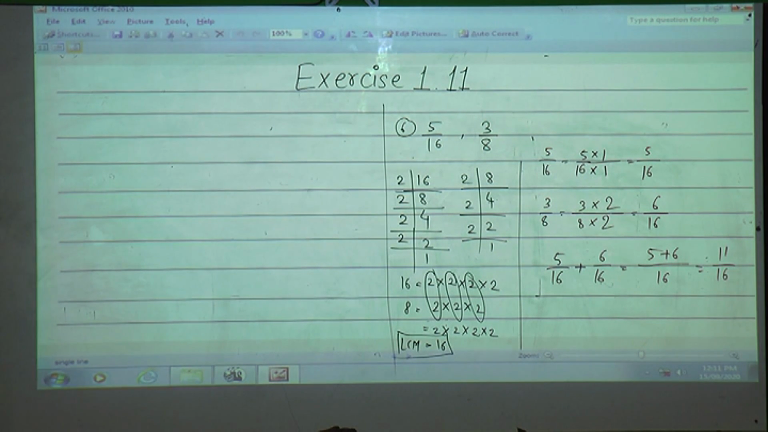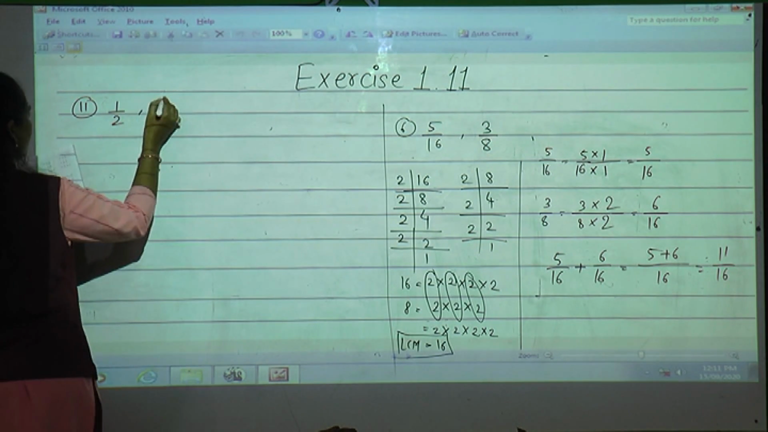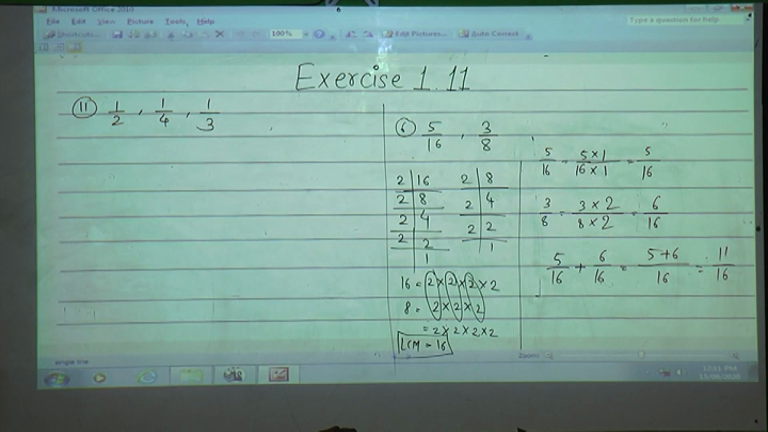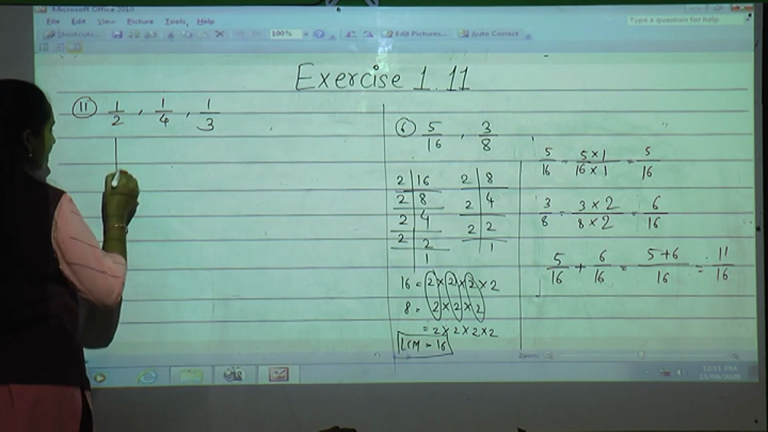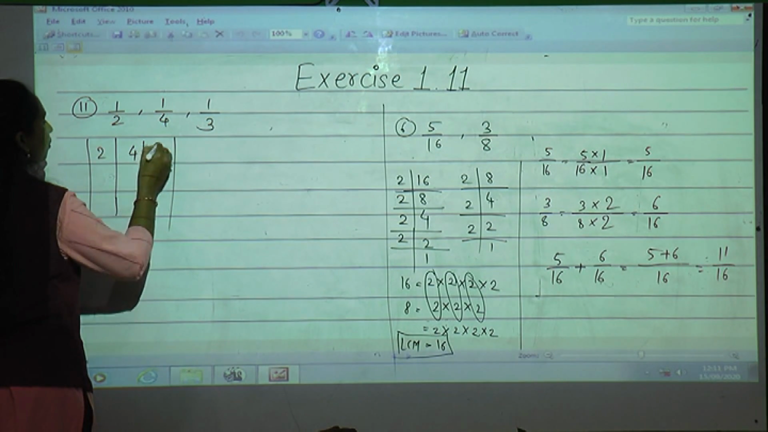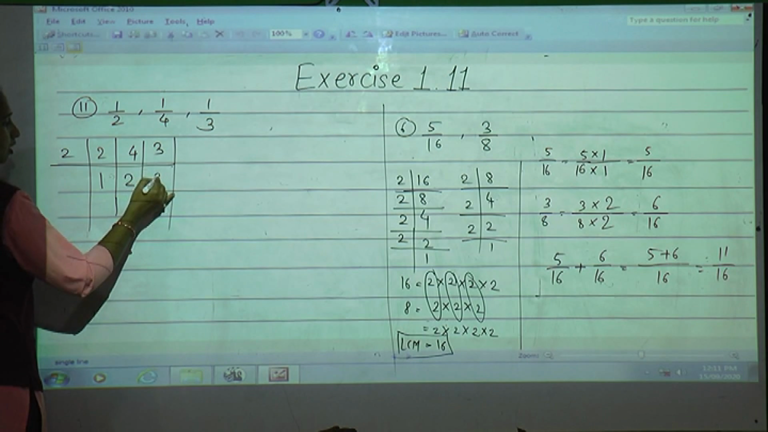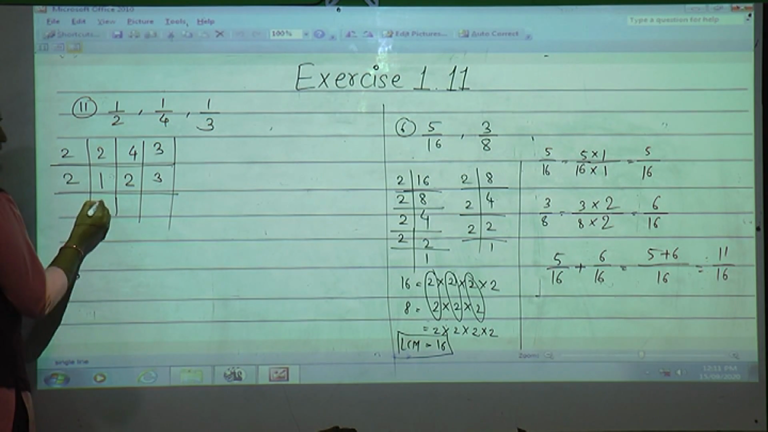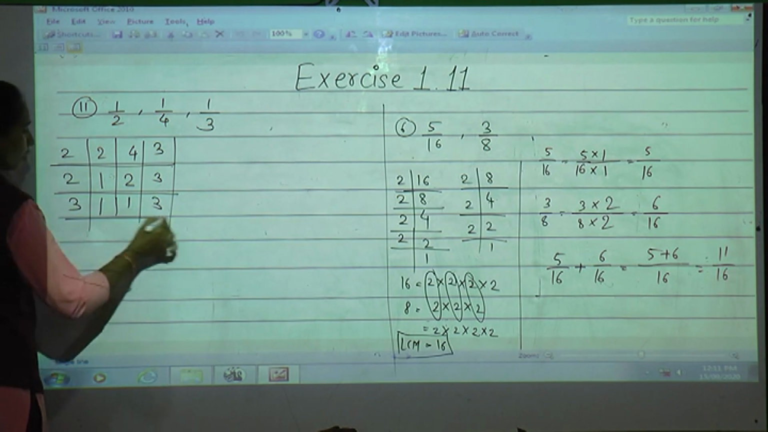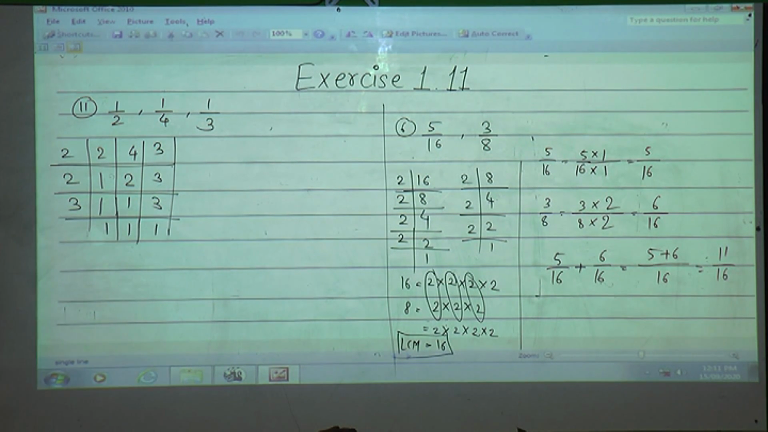Now I will take the 11th one. What is the 11th one? 1 upon 2, comma, 1 upon 4, comma, 1 upon 3. See, there are 3 fractions. The 3 fractions are different, so we need to find out the LCM. Together I will find out, students, 2, 4 and 3. I will start with 2. 2 ones are 2, 2 twos are 4, 3 will remain as it is. Now again with 2 only, 2 ones, 1 as it is, 2 ones are 2, 3 will remain as it is. Now I will go with 3, 1 will remain as it is, 3 ones are 3. So till 1 should come you have to do.